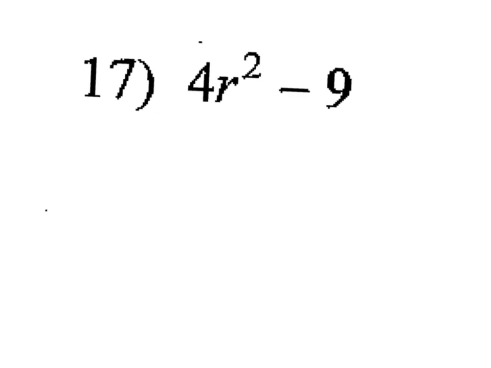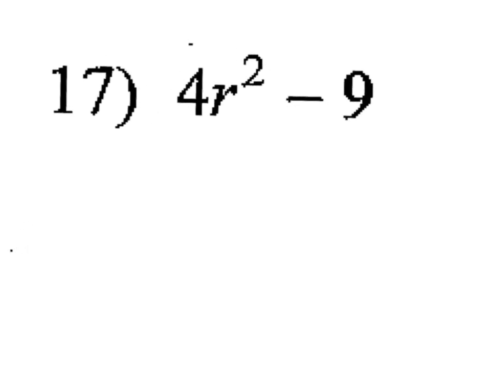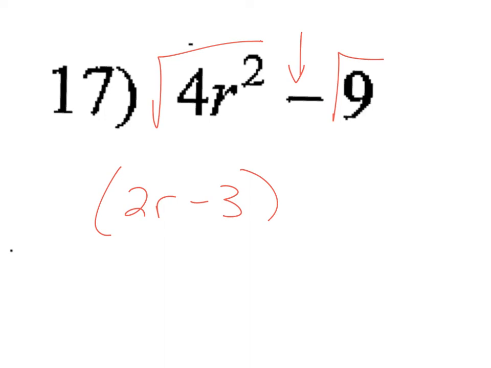Okay, number 17. This guy is a difference of squares. I can square root. I have a minus, and I can square root. So I've got 2r minus 3 and 2r plus 3.